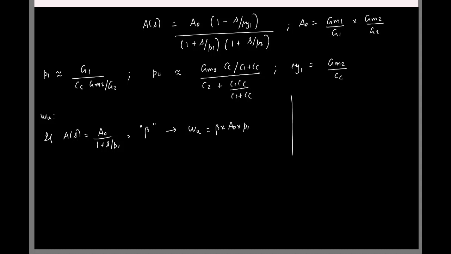So if you actually plot the loop gain, it will basically do this. This was P1 and this was our omega. So this is for a first order system. Now we have a second order system. So in our case, can you make any comments on omega u?